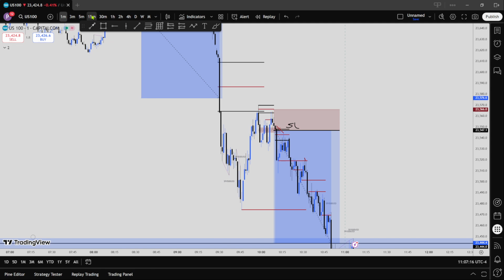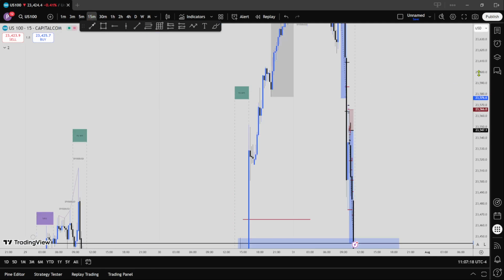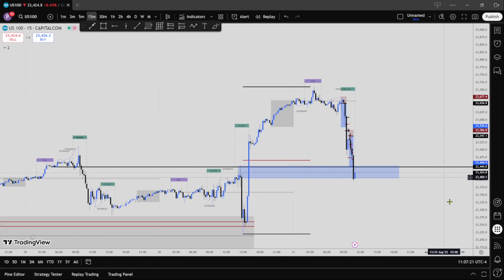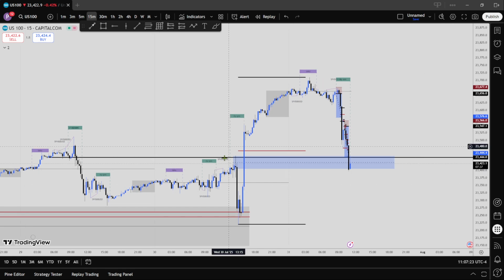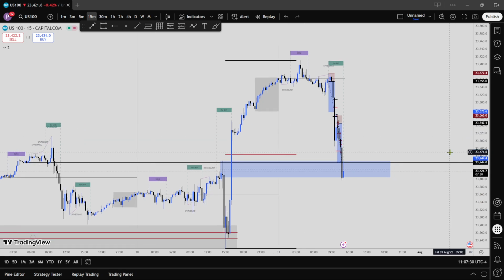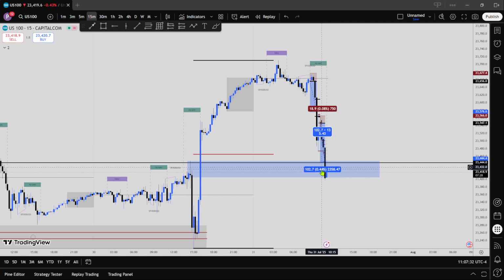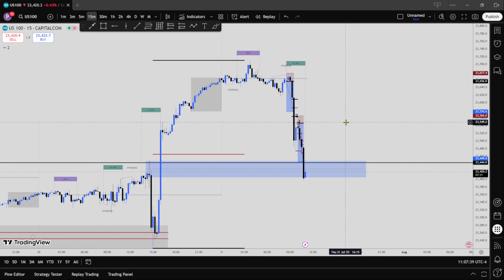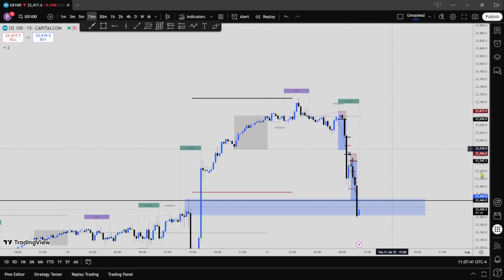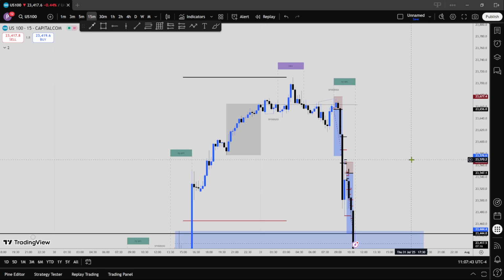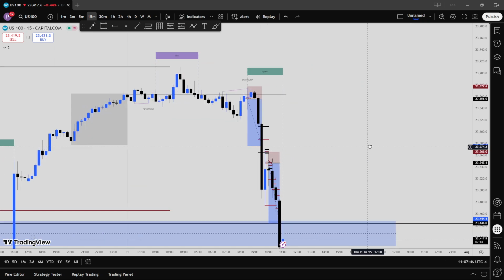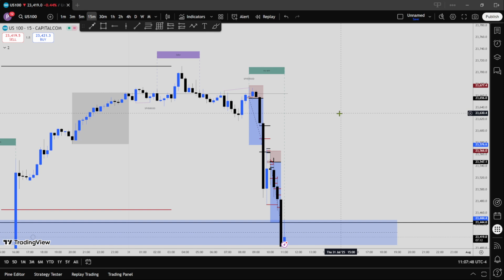Don't go anywhere. Okay, so let me start from the 15-minute chart. I realized that NASDAQ has bought all the way up in premium, and I thought price should come to discount to mitigate this order block, below 50% of the range. So my bias was bearish for today's New York AM session.